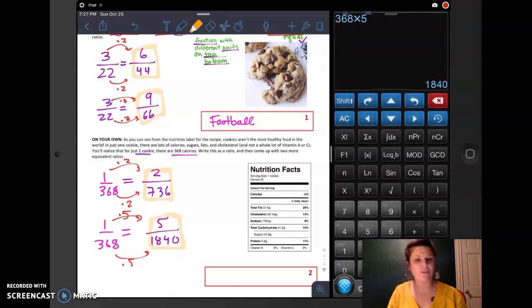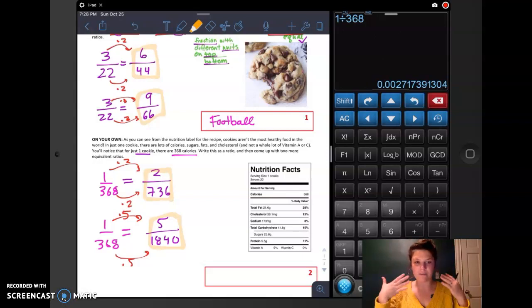Okay, so here are two equivalent fractions that we came up with. These are our two equivalent ratios. Remember, that means same fractions. You could use any number as long as you're multiplying by the same number on the top and the bottom. How can we double check that our answer is correct? Well, I do 1 divided by 368. That's going to give me this really weird decimal. And then I'm going to try my other ones to make sure it gives me the same exact decimal.